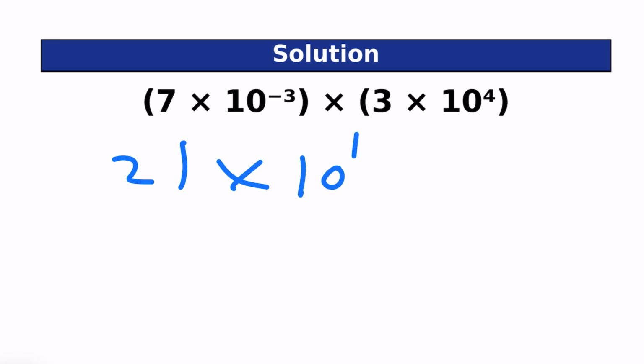But we must write it in standard form, so we must change the 21 to 2.1, and it's going to be multiplied by 10 to the 2. And that's because we have divided the left by 10, so we must multiply the right by 10. So the final answer would be 2.1 multiplied by 10 to the 2.